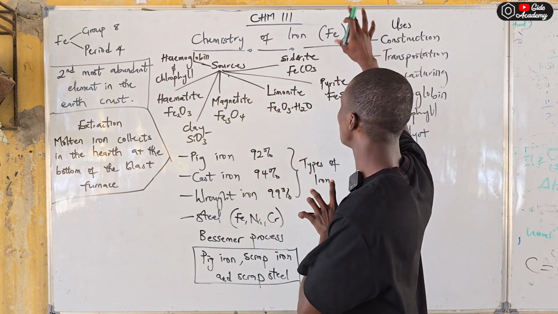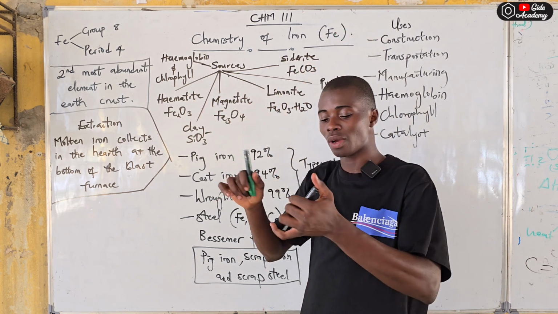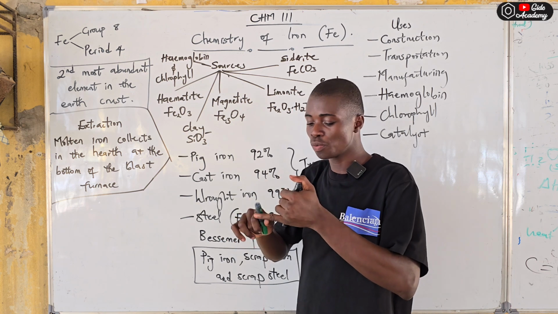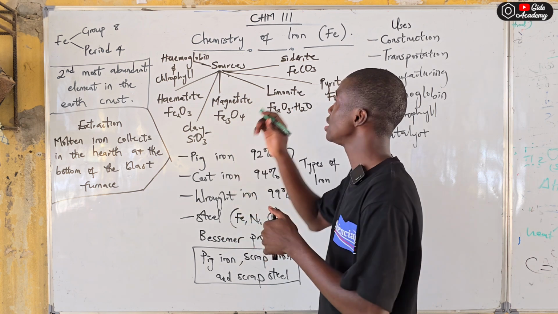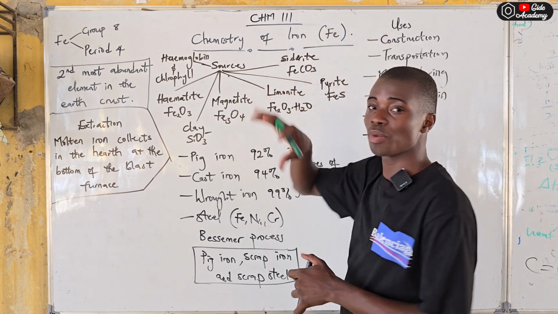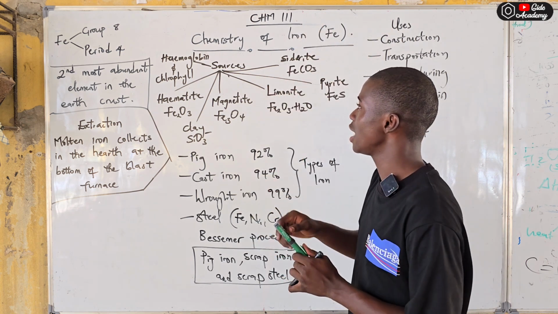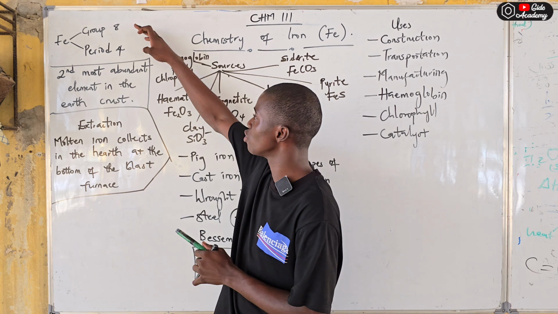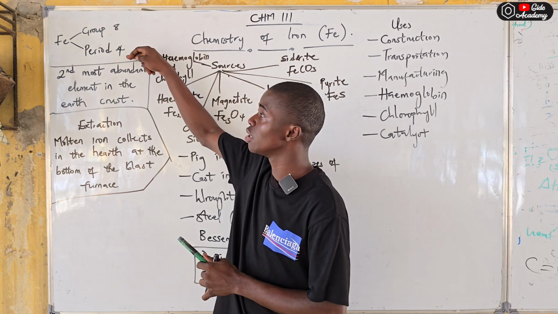In this particular video, we're working on iron. We have touched group 1, group 2, and group 3, and this is a transition element called iron. So we just picked one from the transition elements. Iron belongs to group 8 and period 4 in the periodic table.